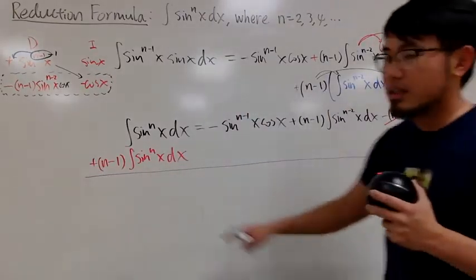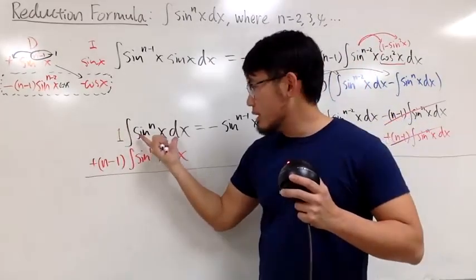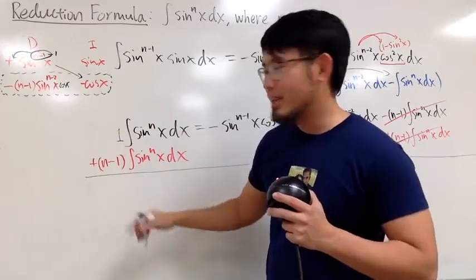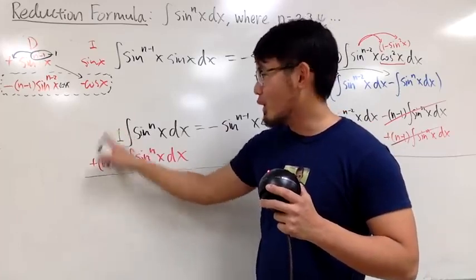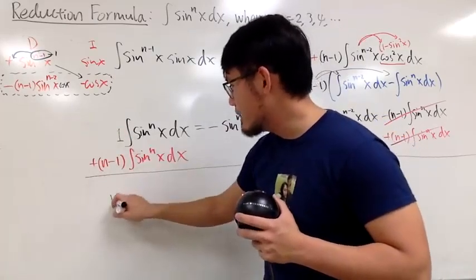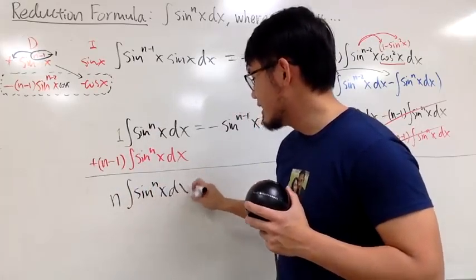All right, here we go. Let's see. This right here is technically a 1. And then this and that, what you can think about is you can factor this out. And you just do 1 plus n minus 1. 1 minus 1 is 0. So all in all, the coefficient is just n. So I will just put down n times the integral sine to the nth power of x dx.